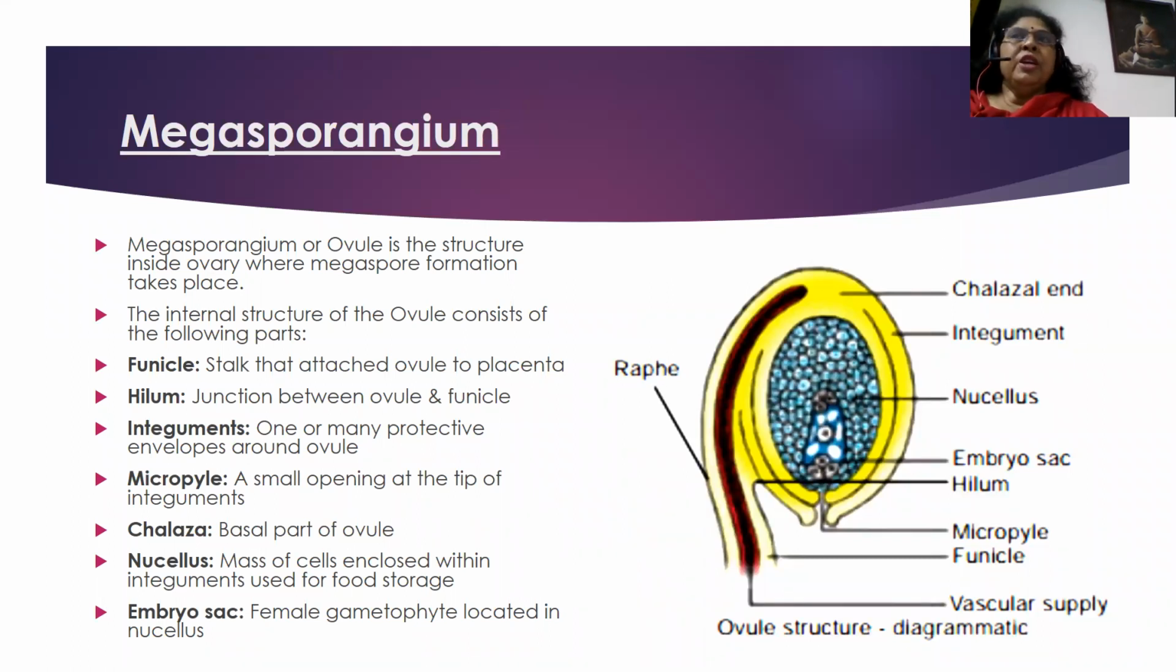Ovule, the other name for the ovule is megasporangium. The megasporangium or the ovule, the structure of the ovule, you can see over here, it consists of a funicle. Funicle is the stalk that is attached to the placenta. Then comes the hilum. The hilum is the junction between the ovule and the funicle. The integuments are the one or more protective envelopes around the ovule.